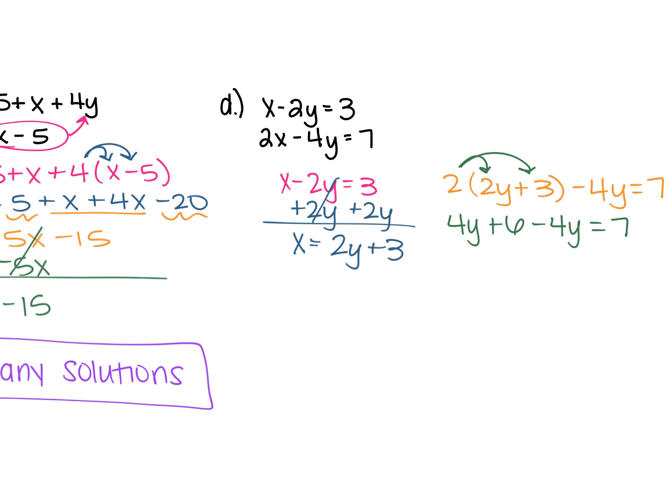You have like terms with the 4y's. They are opposites, so they cancel out, and you are left with 6 is equal to 7. Now in this one, the 6 is not equal to 7. So since this one is a false statement, you have no solutions for this one.